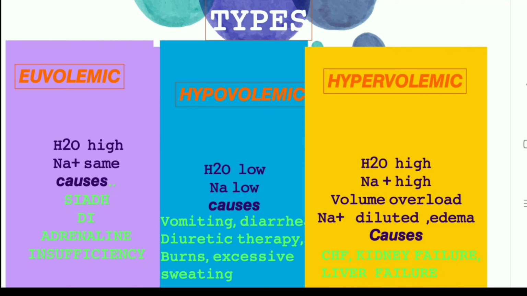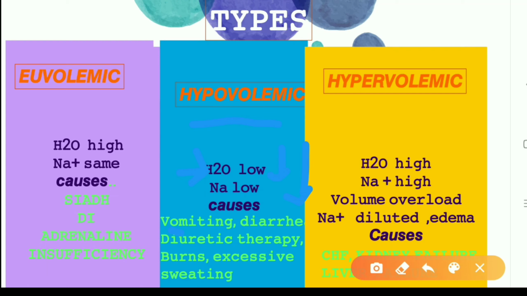Okay, then hypovolemic hyponatremia. Here, hypovolemia means the water level is low and the sodium level is also low. The causes of hypovolemic hyponatremia are vomiting, diarrhea, diuretic therapy, burns, and excessive sweating. These causes can contribute to low water and low sodium together. So this can lead to hypovolemic hyponatremia.